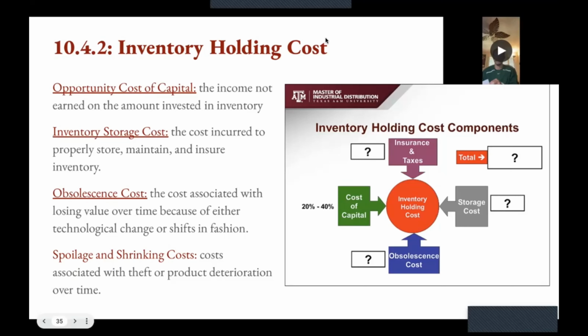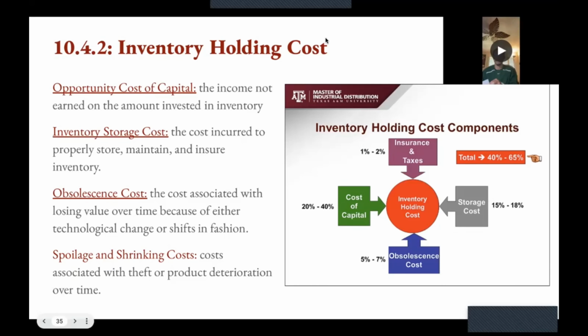But when we talk about the cost of capital, we are basically thinking about the opportunity cost as well. So if you hadn't invested in inventory, but invested in the stock market or opening a new branch, what would be your expected return on investment? And basically that gives you the cost of capital. The second one is the storage cost, and that is estimated to be between 15 and 18% in the US. Obsolescence cost, that's 5 to 7%, and insurance and taxes 1 to 2%.